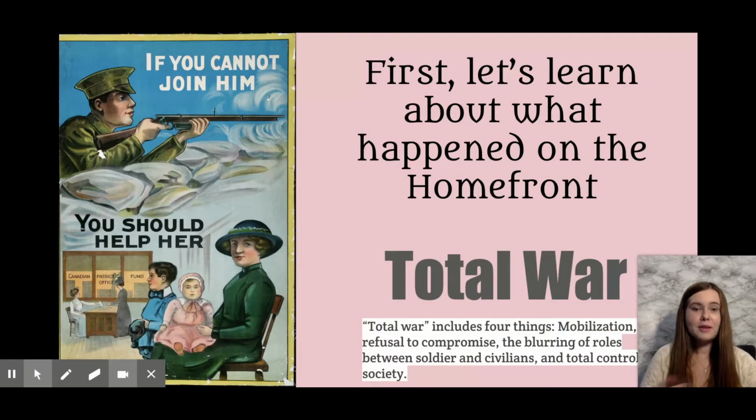Okay, so now let's look at the home front. The home front was very much involved in the First World War, and the First World War as a whole can be called total war. So total war, you see the definition of it here, includes four things: mobilization, the refusal to compromise, the blurring of roles between soldiers and civilians, and total control of society.